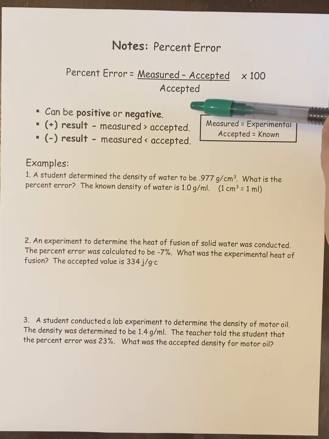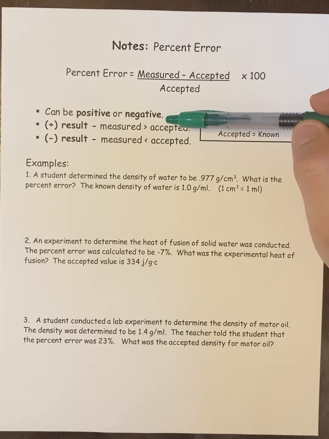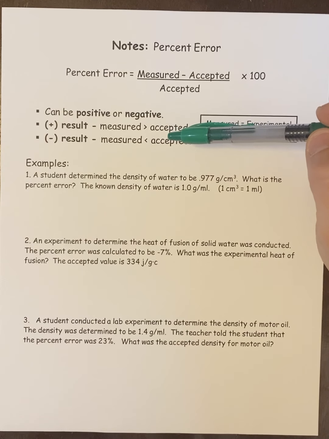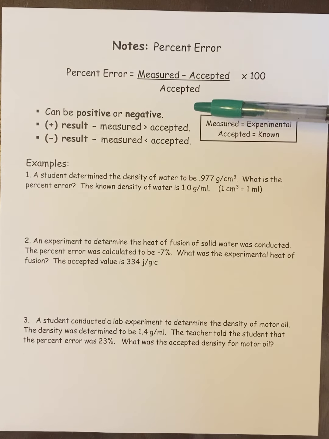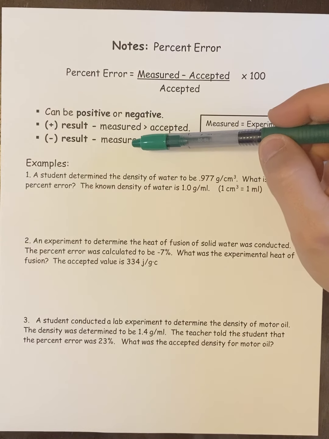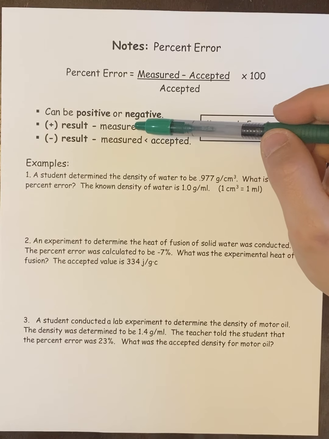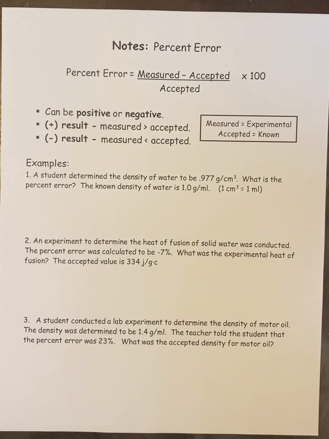Percent error can be negative or positive. The negative number means that the measured value was below the accepted value, so you measured too low. And if you get a positive percent error, then your measured value was bigger than your accepted value by that percent. So if the percent was negative 10%, that means you measured 10% too low. And if it was positive 10%, that means you measured 10% too high.